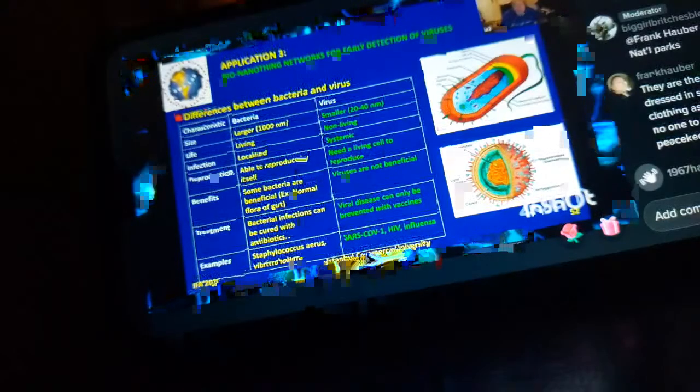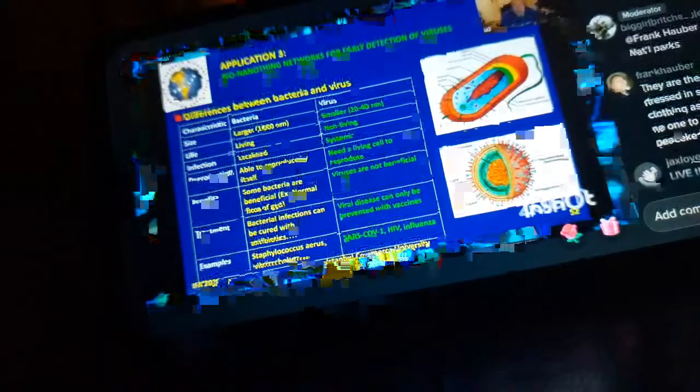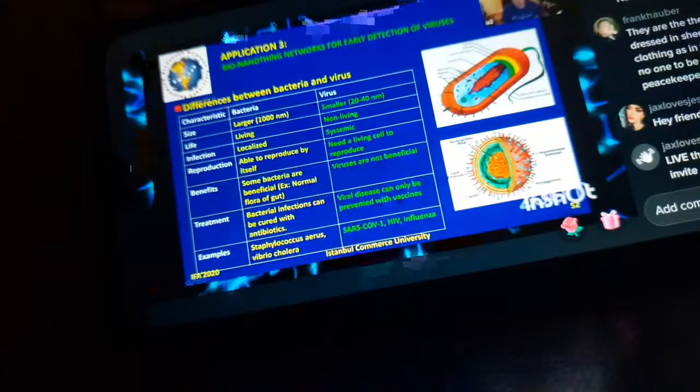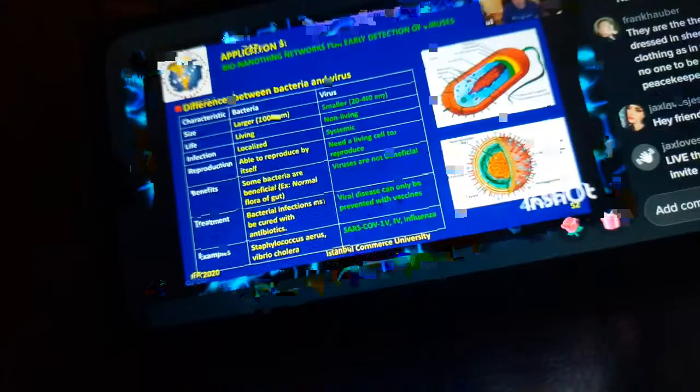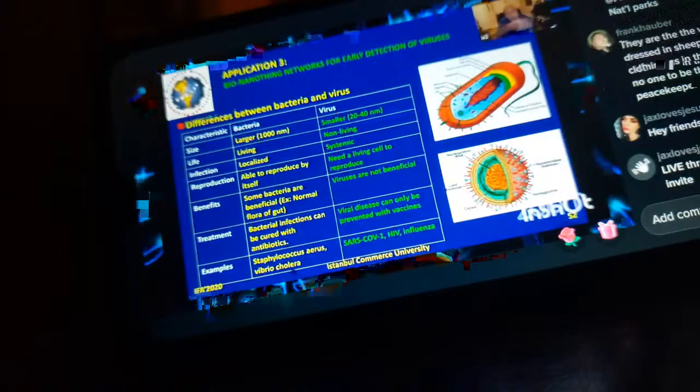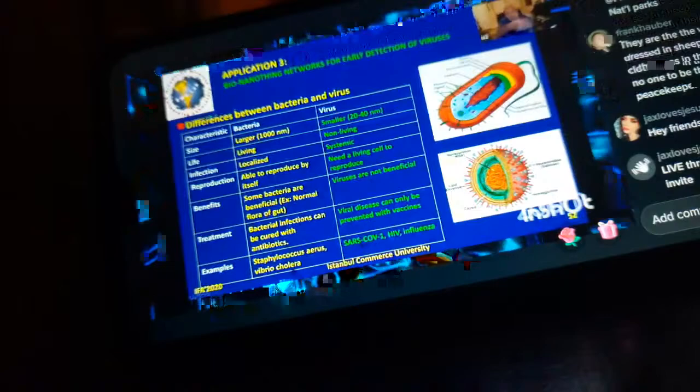Cells need to reproduce, otherwise they die, right? That's why I kept telling you. And some bacteria are beneficial. But bacterial infections can be cured with antibiotics. For viral diseases, they give you steroids, right? But that's not a cure. Most diseases, like Vibrio cholerae and all the other ones, are bacteria-based. I gave three of them before. And here we have HIV, influenza, SARS, COVID-19, and all that stuff. So these are typical examples.